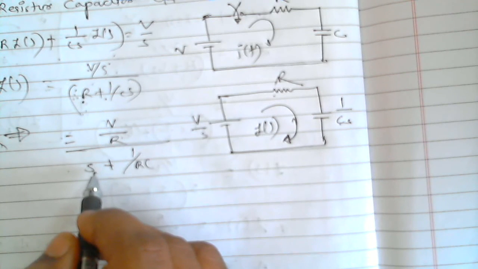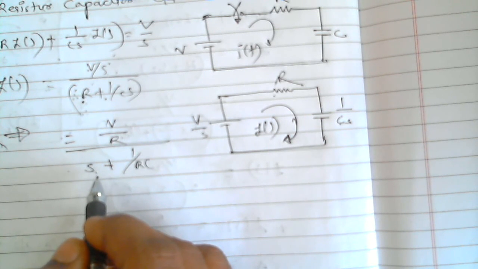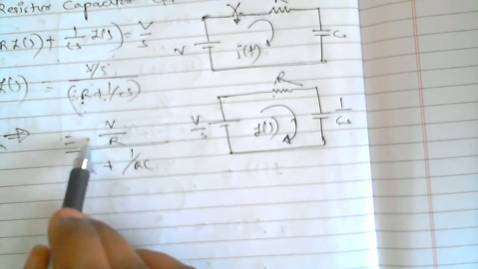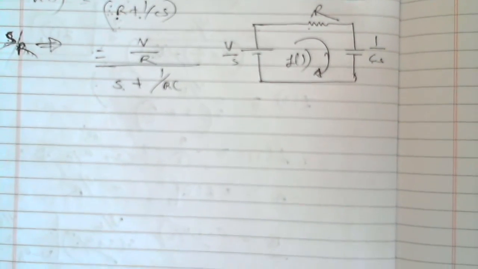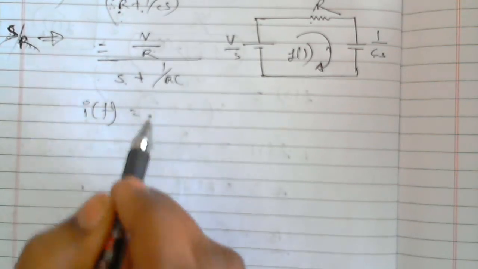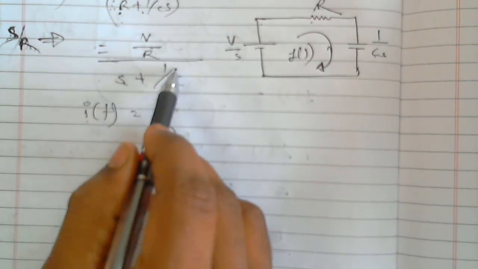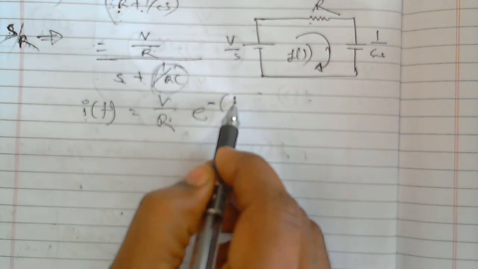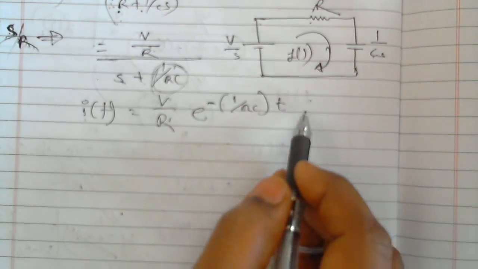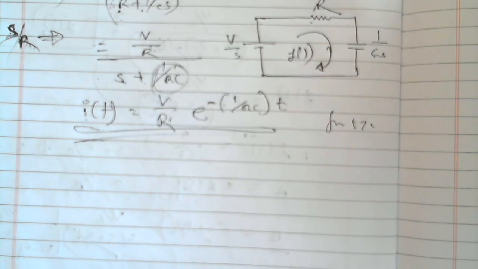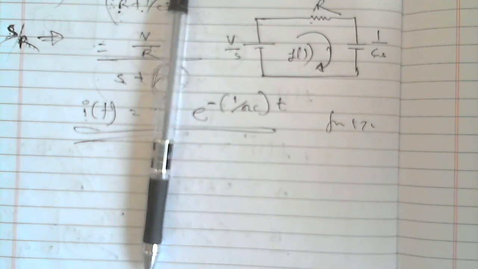Okay, so you can take the inverse Laplace transform simply. Fortunately we are getting only a single root, otherwise we would have to solve by partial fraction, but that is not the case. So I can directly write I of t equal to V by R e raised to minus 1 upon RC into t, for t greater than 0. This is for the RC circuit, and for the resistor, inductor and capacitor circuit we will see in the next lecture. Thank you.